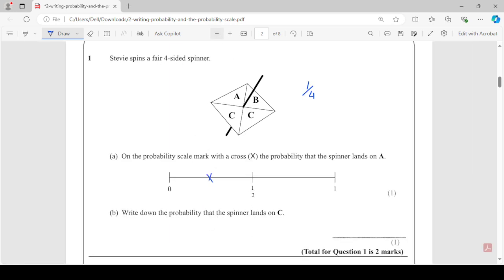Part B says, write down the probability that the spinner lands on C. That would be 2 over 4 because 2 sides have a C on them and the total number of sides is 4. Or you could also simplify this and write 1 over 2.